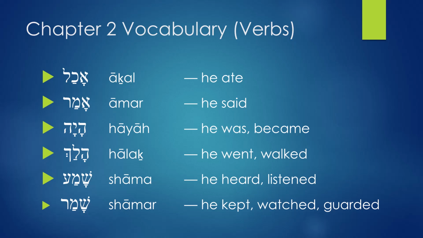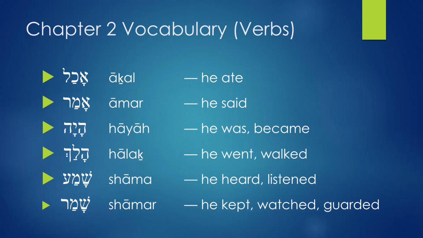Next word is amar, and that verb means he said. Next word you have haya. Haya means he was or he became. Next verb we have halak. Halak means he went or he walked. Next word is shama. Shama means he heard or he listened.